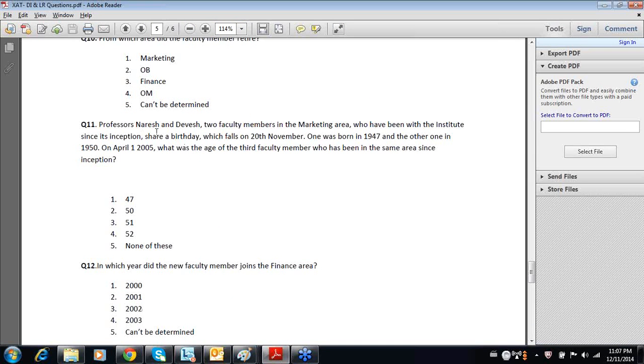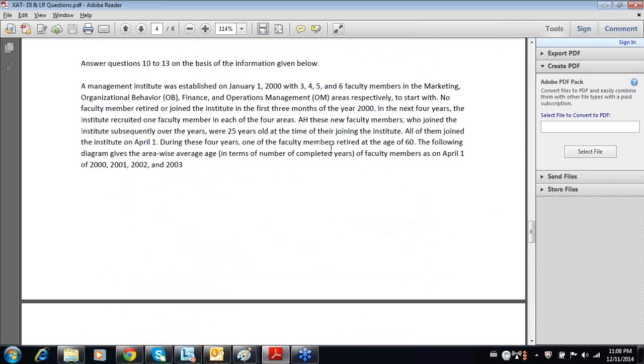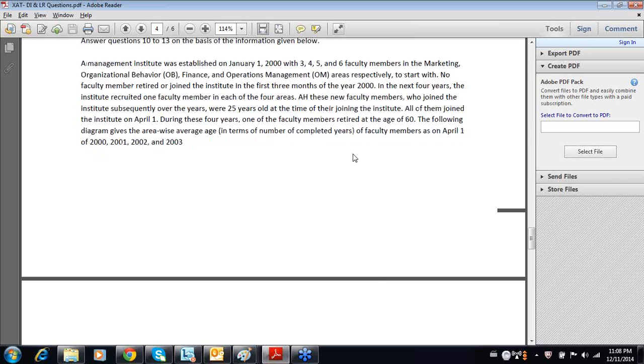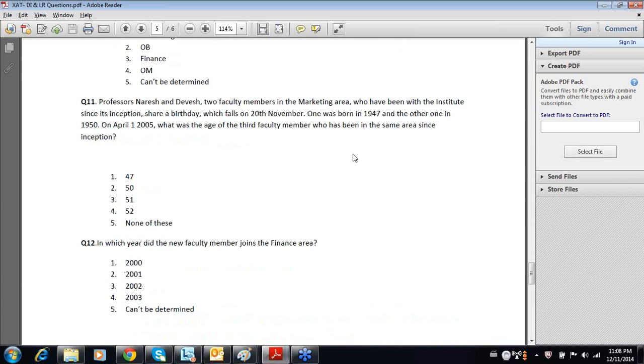Last question is, Professor Naresh and Devesh, two faculty members in the marketing area who have been with the institute since the inception, share a birthday which falls on 20th November. One was born in 1947 and the other was born in 1950. On April 1, 2005, what is the age of the third faculty who has been in the same area since inception? So how many people are in marketing? In marketing, 3 people are there.